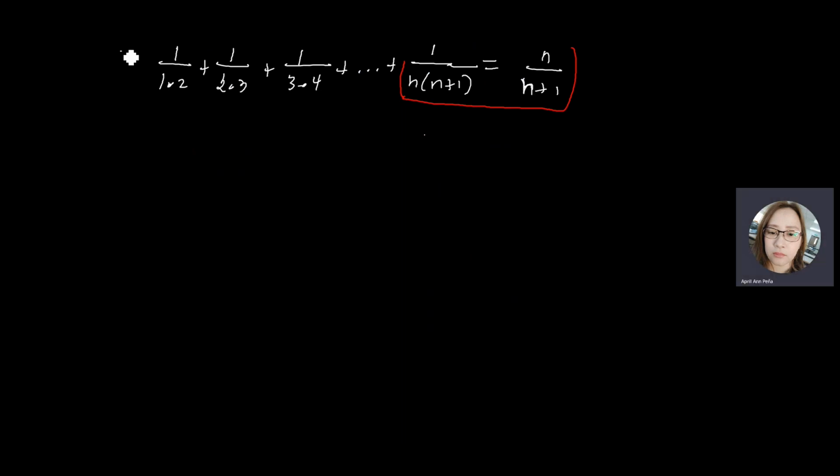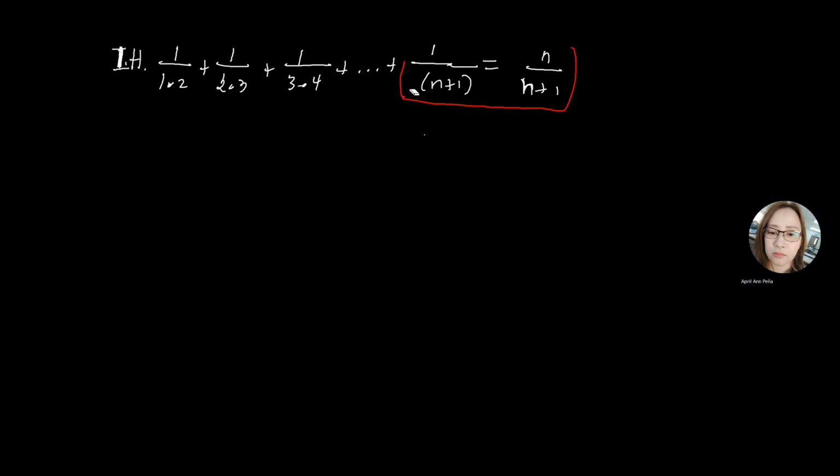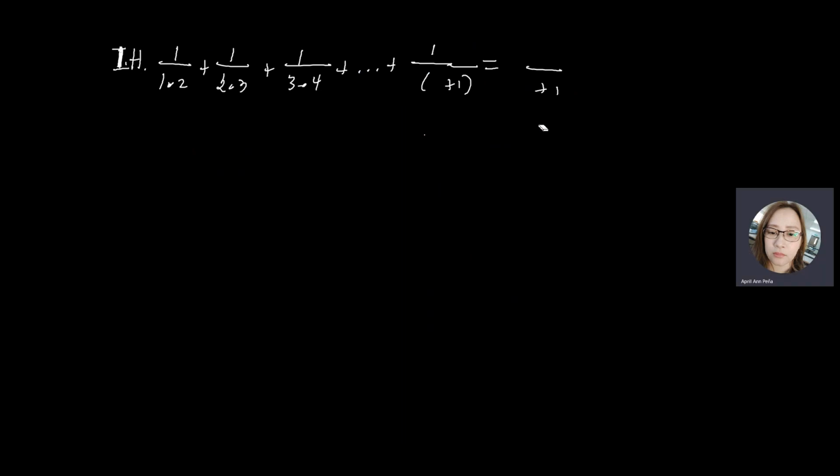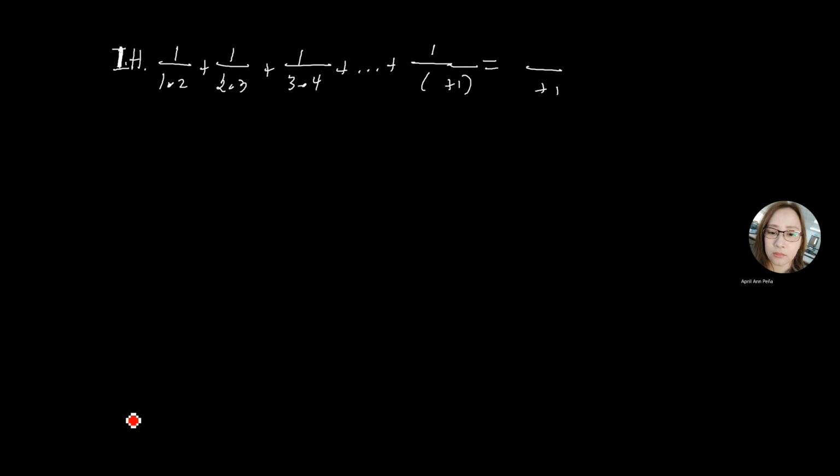So this is the induction hypothesis. In the induction hypothesis, let us just replace n. So I'll just remove this. So we do have 1 over k times k plus 1, like that. On the right side, we do have k over k plus 1. So that is the induction hypothesis.